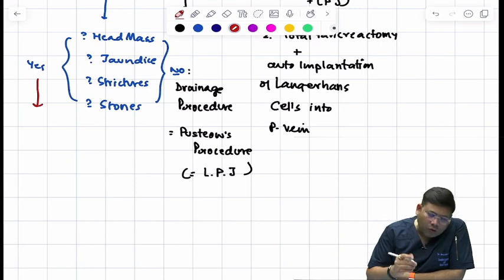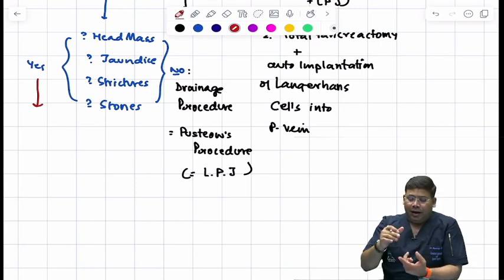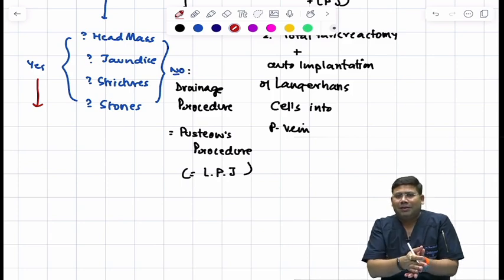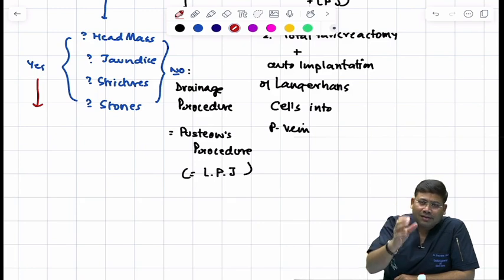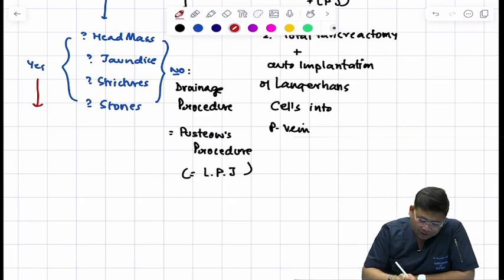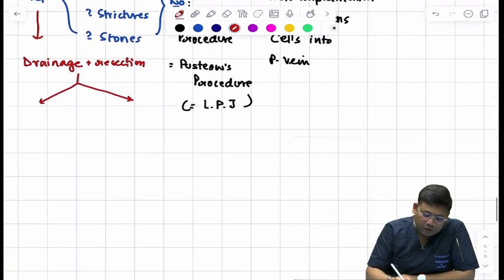If we go for the second category where the head mass is there or maybe jaundice is there, you need to understand that the head is having the highest concentration of stellate and myofibroblast cells. So in that case, you will have to go for drainage and along with that resection procedures. So drainage plus resection, and when we talk about drainage plus resection, we have two kinds of surgeries.